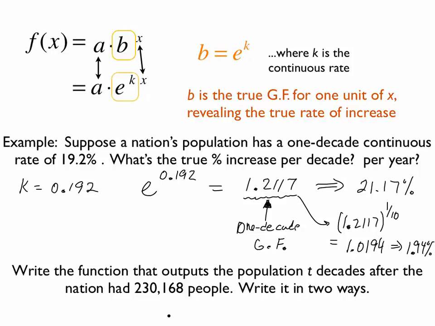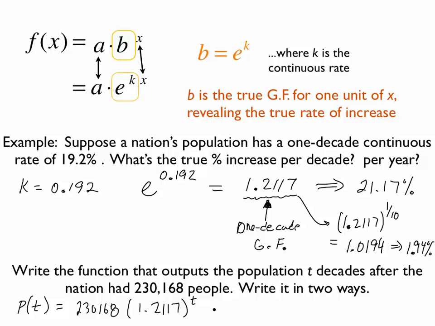Okay, function that outputs the population t decades after the nation had 23,168 people. Justin, did you get it? So we'll say P of t. So would the initial be 23,168? Okay. And then times 1.2117. Okay.